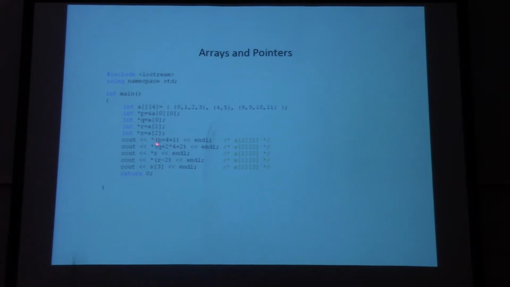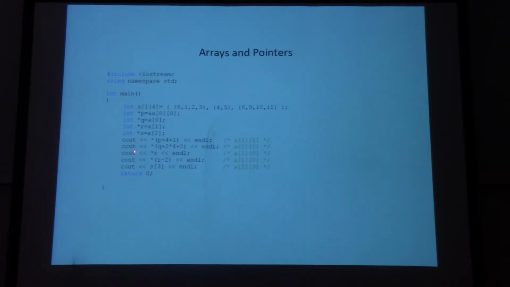Now, let's take a look at this. So P plus 4 plus 1. P is pointing at what? It's pointing at the first element. The type of P is an int pointer. Plus 4, you move 4 plus another 1, 5 ints forward. So you're going to start here, 1, 2, 3, 4, 5. You're actually pointing at the 5 right now. And then dereferencing it, you get the 5. It's going to output a 5, which is A sub 1 sub 1.